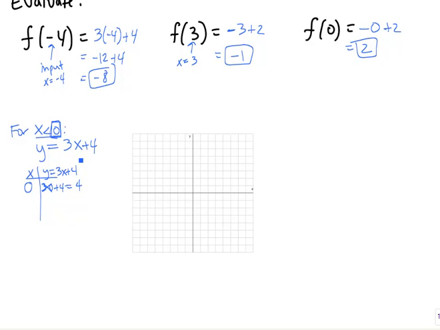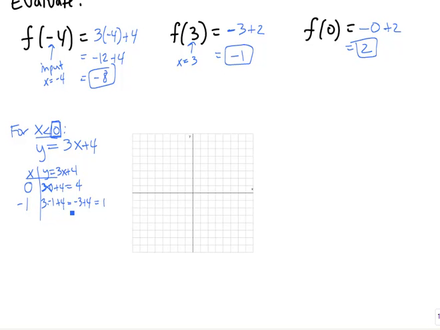Now, because this is a line, we need 2 points to graph a line, so I need to pick another x. And here is where you want to be very careful. Since we only want x's less than 0, make sure that you pick an x that is smaller than 0, so something negative, like -1. So let's plug -1 into my equation. 3 times -1 plus 4 is going to give me -3 plus 4, or +1.